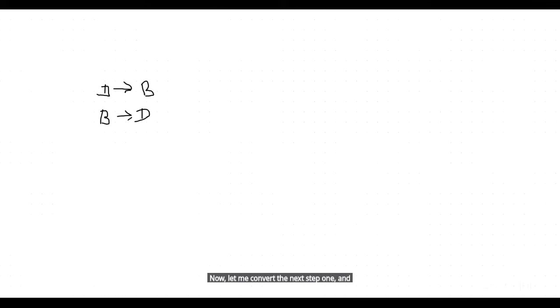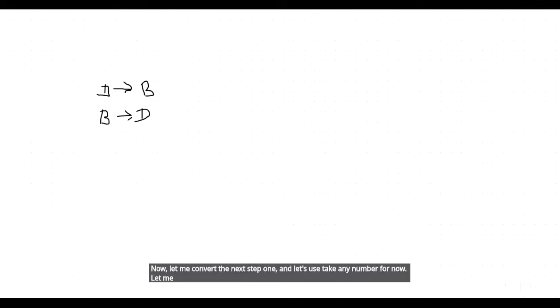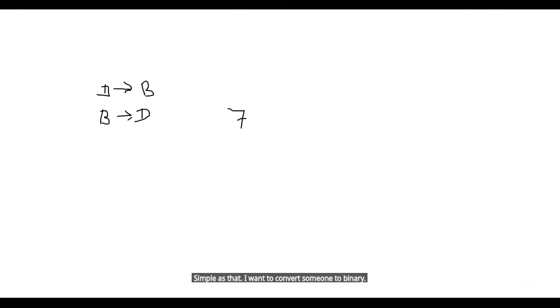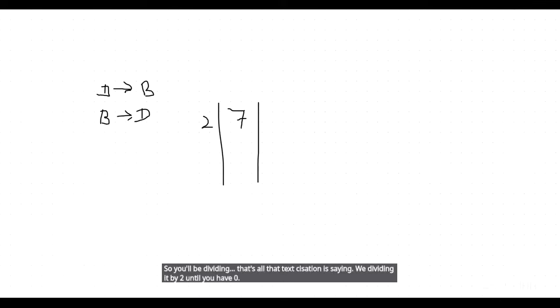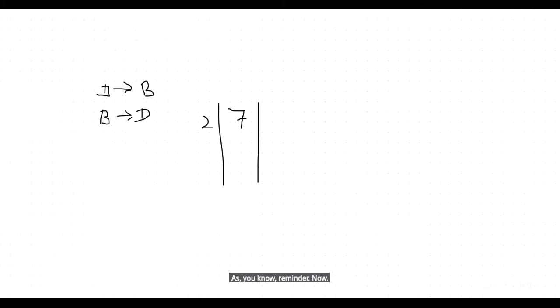Now, let me convert. Let's start with one. Let's take any number for now. Let me take 7. You guys know this. You did it in secondary school. If you didn't do it in secondary school, then you didn't used to attend class. Simple as that. I want to convert 7 to binary. So I do it this way. Easiest way, 2. So you'll be dividing. That's what that text I say you should read is saying. You'll be dividing it by 2 until you have 0 as remainder. Now, 7 divided by 2 is 3, remainder 1.